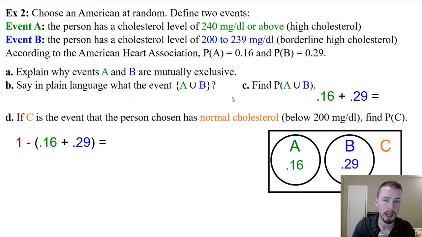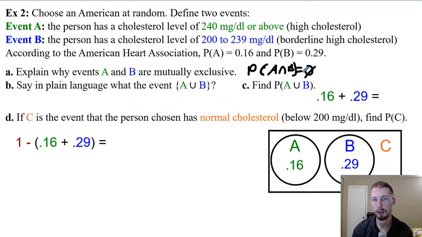A way that we can actually write that out is the probability of the intersection of those two, that is A and B, is equal to 0. Okay, so statistically we can write it out like that. So they're mutually exclusive if the probability of A and B, which is high cholesterol and borderline high cholesterol, is 0. That's not possible. They don't overlap.